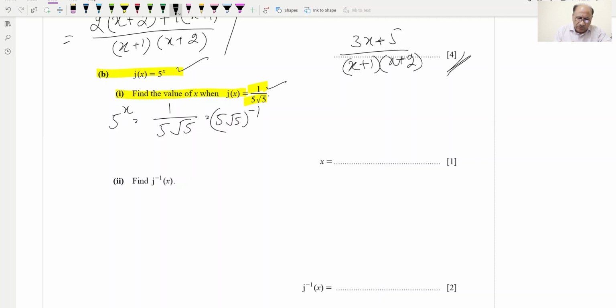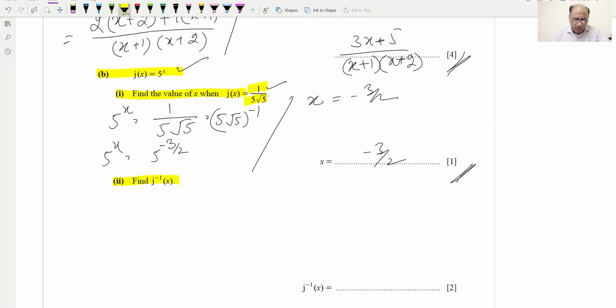This 1 over 5 root 5 we can write as 5 root 5 raised to the power minus 1 when we shift the denominator to the numerator, and 5 root 5 will be 5 raised to power 3 by 2, so minus 1 will be multiplied, so it will be minus 3 by 2. Now bases are same, so we can leave the bases and the powers can be equalized, so x is equal to minus 3 by 2 or minus 1.5. So minus 3 by 2 will be our answer for 1 mark.